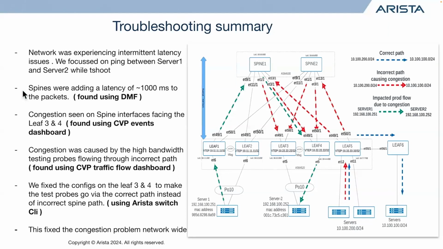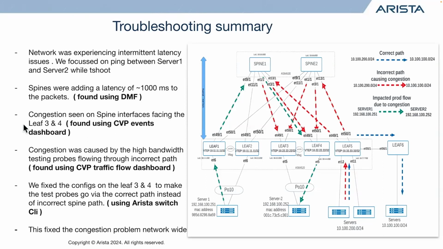And then we figured out that the spine was adding this latency because of the congestion happening on the interfaces facing towards leaf 3 and leaf 4. So later we were able to focus on more things based on that. But this information was figured out with the help of CVP's event dashboard.